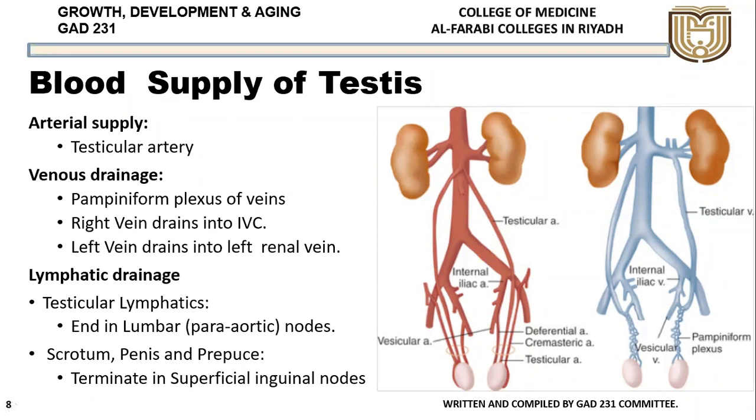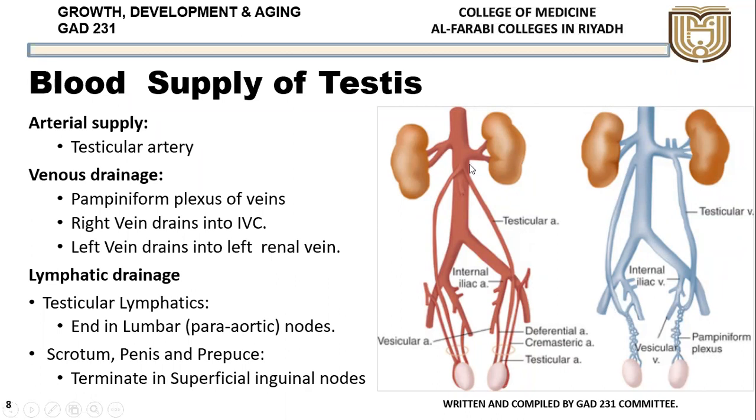But for the venous drainage, initially there will be a plexus of veins. If you see here, there will be a plexus around the testis, and also in the scrotum and even the spermatic cord. This plexus of veins is called the pampiniform plexus. It plays a very important role in the regulation of the temperature of the testis. So this pampiniform plexus of veins forms a plexus around the testis as well as the spermatic cord, and they will drain on the right side and left side.